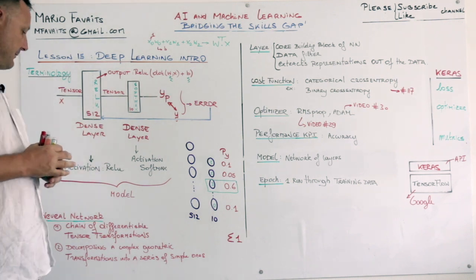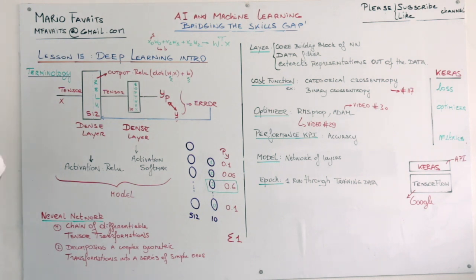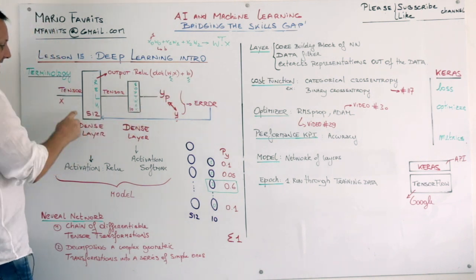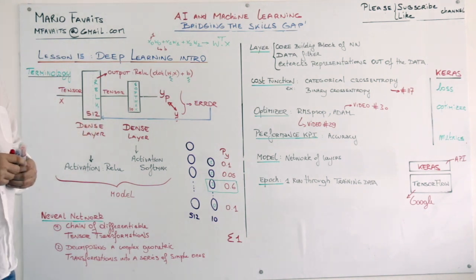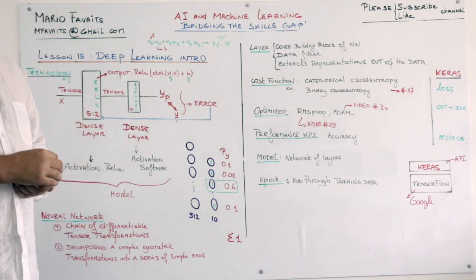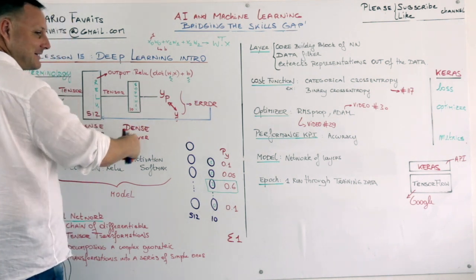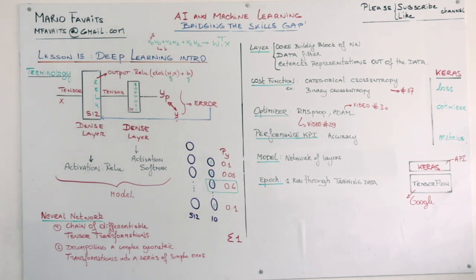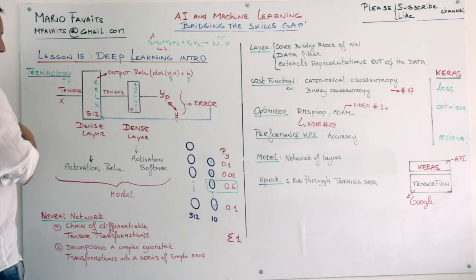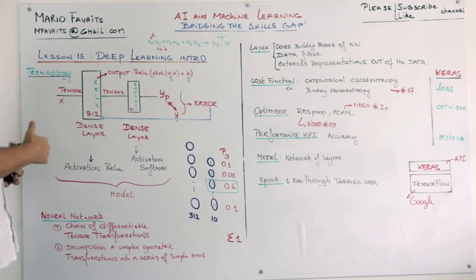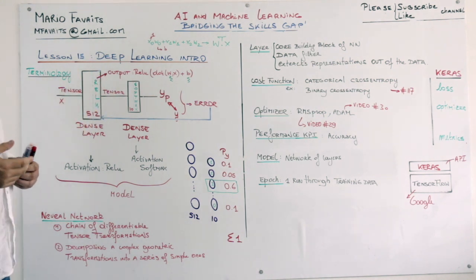So basically, what's a neural network? Well, it's a chain of differentiable tensor transformations. So basically, it's your tensor flowing through the network. Tensor in, tensor out. Differentiable, we need that because we'll be using gradient descent. Another way of looking at it is if you would need to go from x to y predict in one step, you would need a very complex transformation. So the intuition is that with neural networks, we can break this very complex transformation down to a series of simpler transformations.